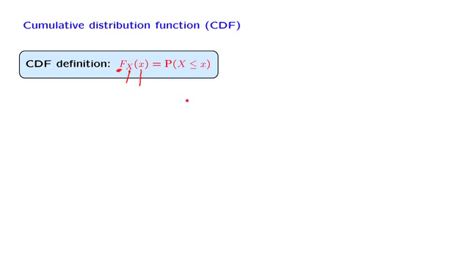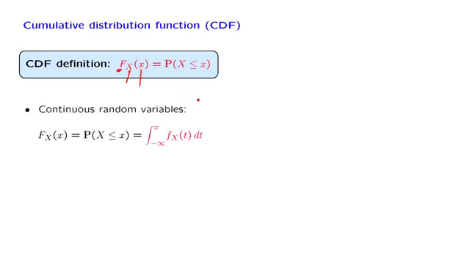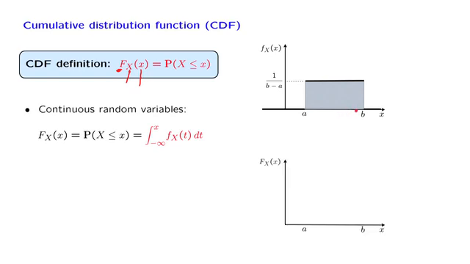So in particular, if x is a continuous random variable, the probability that x is less than or equal to a certain number is just the integral of the PDF over that range from minus infinity up to that number. As a more concrete example, let us consider a uniform random variable that ranges between a and b, and let us try to plot the corresponding CDF.